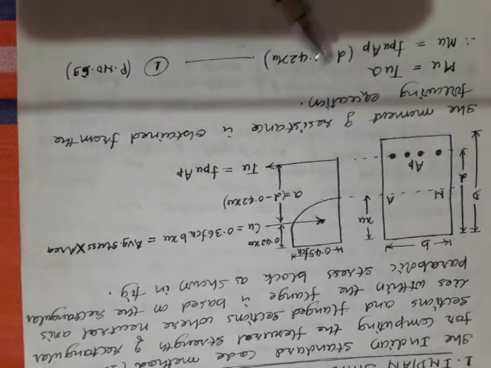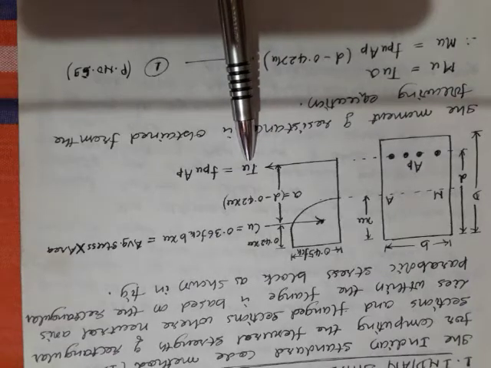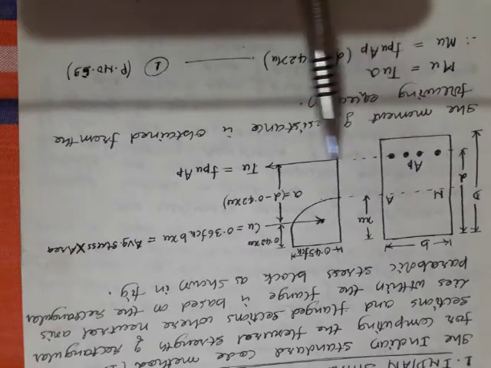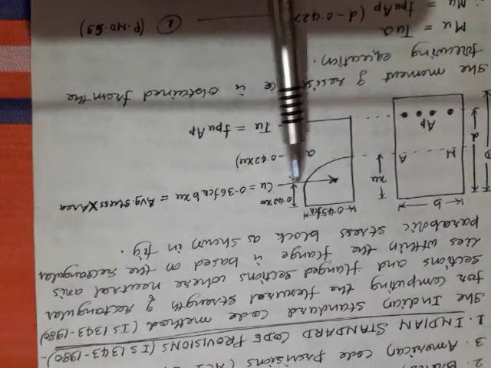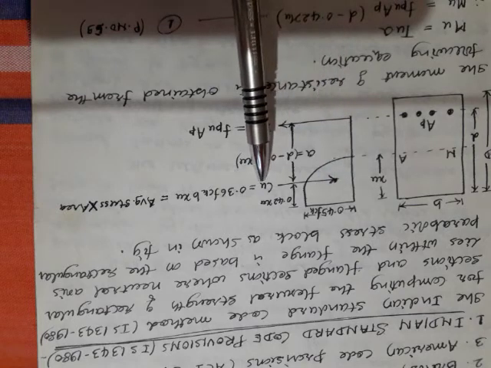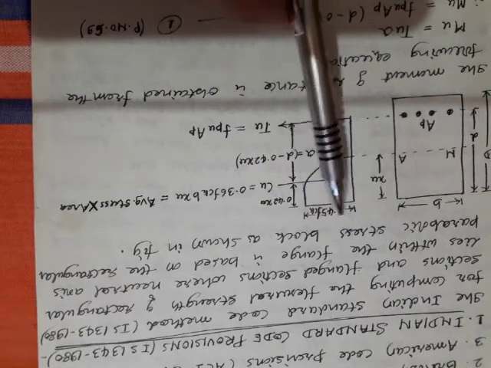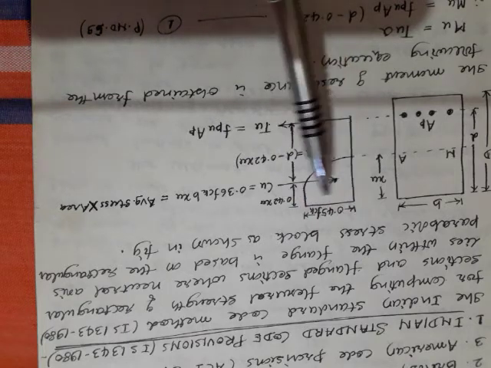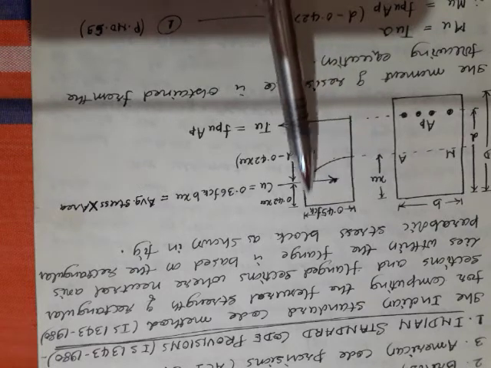I have marked here TU, the ultimate tensile force, which is acting at the center of this steel. Similarly, I will mark here CU, the ultimate compressive force, which is acting at the centroid of this rectangular parabolic stress block. First find out where exactly the CG of this area lies.